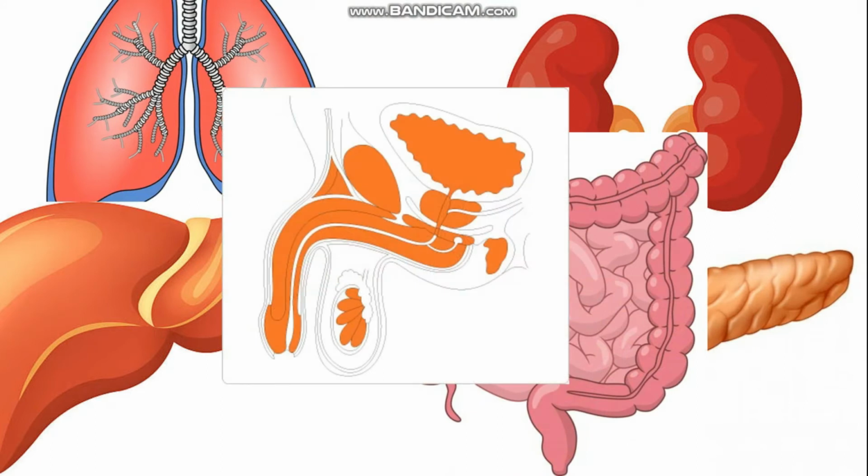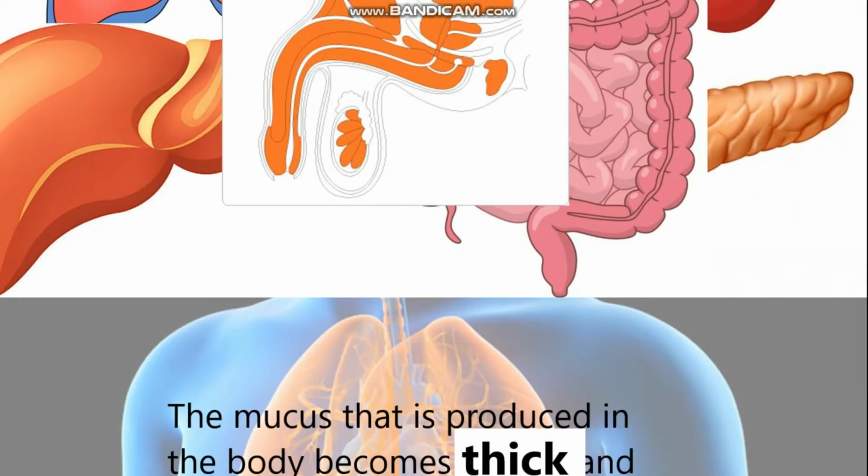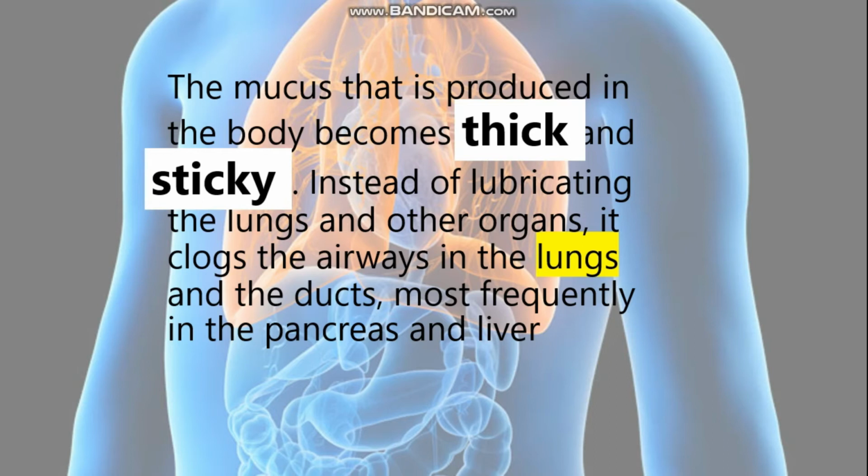Now let's focus on how this disorder affects the lungs or the respiratory system. The mucus that is produced in the body becomes thick and sticky. Instead of lubricating the lungs and other organs, it clogs the airways in the lungs and the ducts, most frequently in the pancreas and liver.